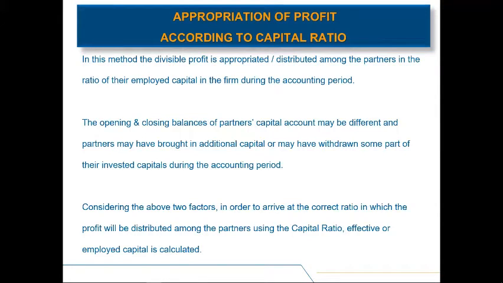The opening and closing balances of partners' capital accounts may be different, and partners may have brought in additional capital or may have withdrawn some part of their invested capital during the accounting period. Considering the above two factors, in order to arrive at the correct ratio in which the profit will be distributed among the partners using the capital ratio, effective or employed capital needs to be calculated.